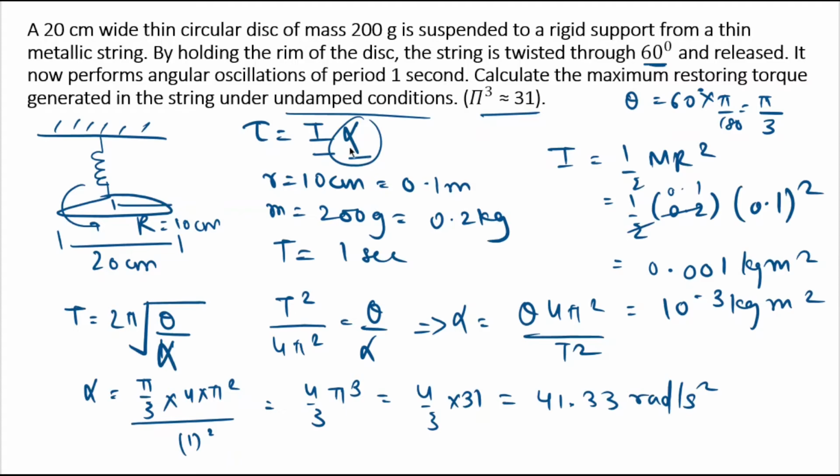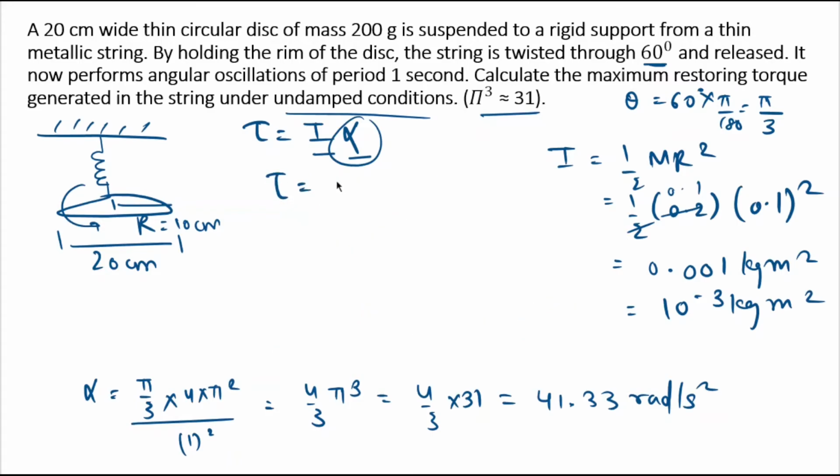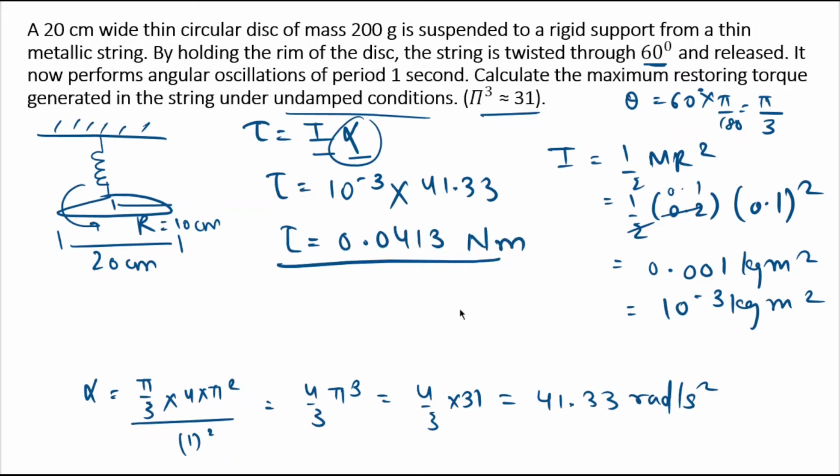Now knowing the value of I and alpha, let's finally calculate the value of the torque generated in the string. So tau will be I, which we got as 10 raised to minus 3, into alpha, which is 41.33, which comes out to be 41.33 into 10 raised to minus 3, and writing it we can say that this will be 0.0413 Newton meter. So this is the value of torque that is generated. I hope you understood this sum. Let's look at the next sum.